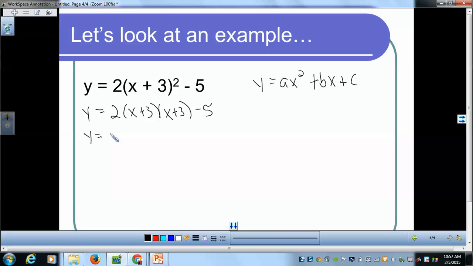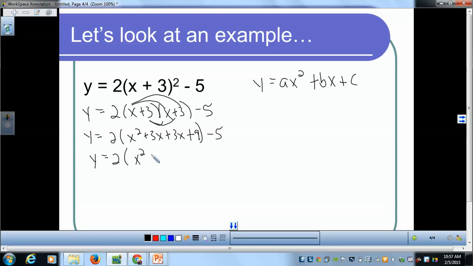So now we're going to do our FOIL. So x times x, x squared. x times 3, 3x. 3 times x, 3x. 3 times 3, a positive 9, and then the minus 5 stays on the outside. Now once again, before I distribute this 2, I'm going to clean up our inside here. So that's x squared, 3x plus 3x is 6x. Then I have my plus 9, and then minus 5.